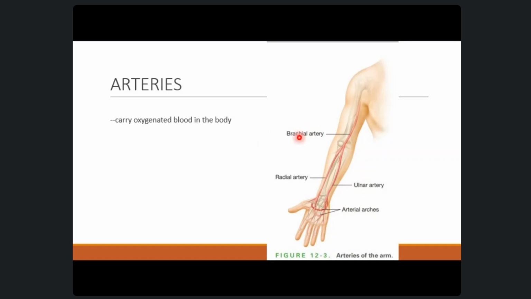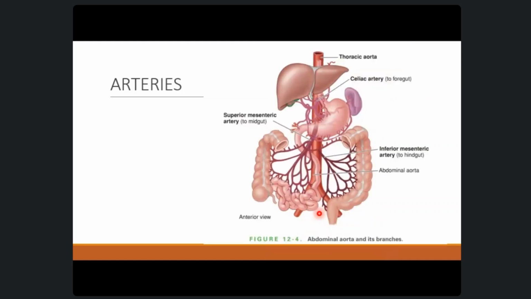So you have your brachial artery. So it is usually located medial to the biceps tendon, followed by your radial. So radial is lateral. So in line siya sa thumb. So that's why it's located lateral to the flexor surface. The medial one is the ulnar artery and your sa kamay. So arterial branches are the arches here.